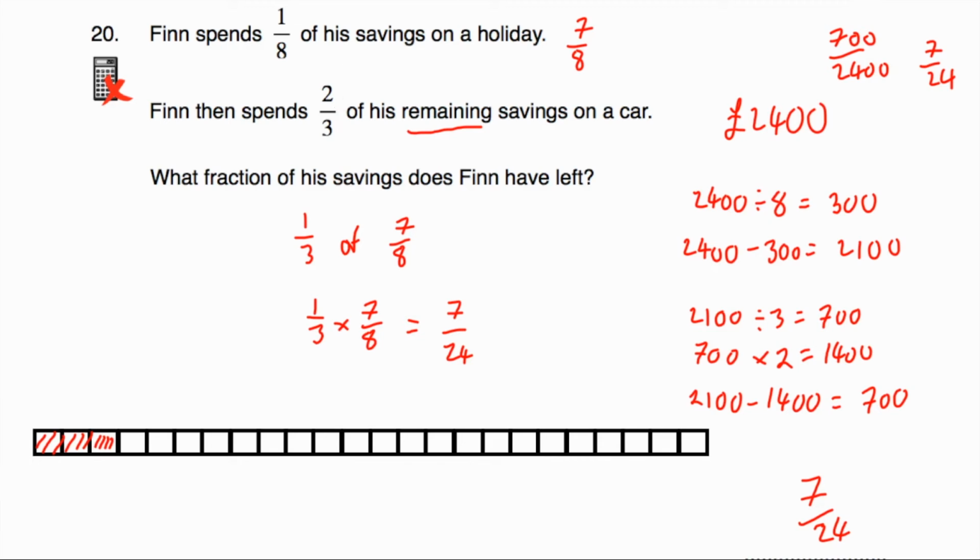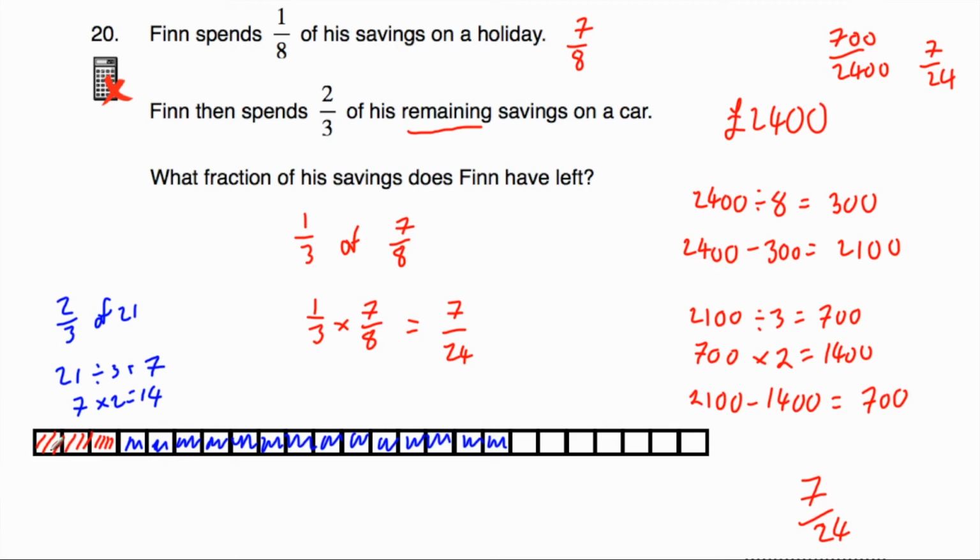He then spends 2/3 of it on a car, 2/3 of what's remaining. We've taken away 3, so we've got 21 left. We're going to work out 2/3 of 21. So 21 divided by 3 is equal to 7, and 7 times 2 is equal to 14. So that means he's going to spend 14 of them on his car. So 1, 2, 3, 4, 5, 6, 7, 8, 9, 10, 11, 12, 13, 14.